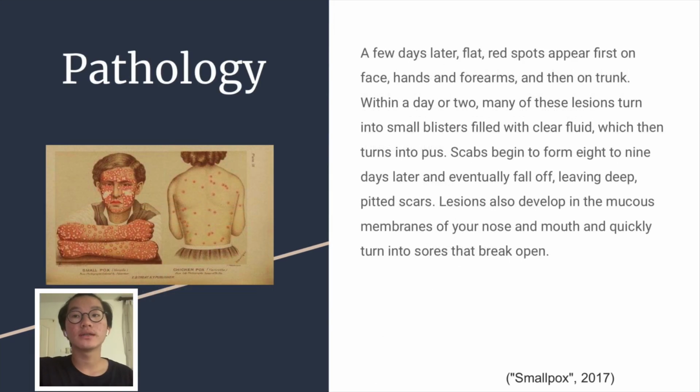A few days later, flat red spots appear first on your face, hands, and forearms, and then on the trunk. Within a day or two, many of these lesions turn into small blisters filled with clear fluid, which then turn into pus. Scabs begin to form 8 to 9 days later and eventually fall off, leaving deep pitted scars. Lesions also develop in the mucous membranes of your nose and mouth and quickly turn into sores that break open.